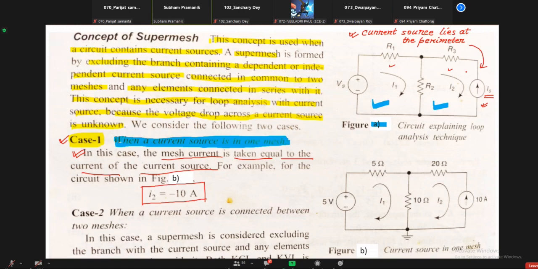So I2 here is taken as minus 10. Why minus? It's very clear from the picture. You can see that the chosen direction of I2 is clockwise, however the shown direction of IS is anti-clockwise. So that's why I2 is minus 10. However, the value is the same. Now come to case 2. This is somewhat difficult.